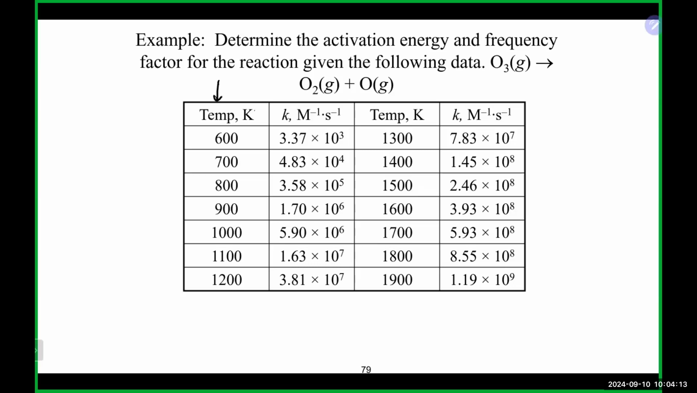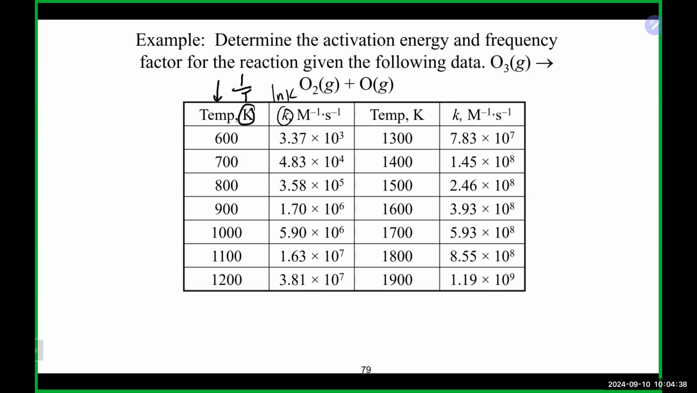And since the temperature happens to be in Kelvin, all you really have to do is take 1 over the temperature value for all of these. Obviously, if the temperature is given to you in Celsius, you have to first convert it to Kelvin and then do 1 over T. Now for the k's, we basically need to just take the natural log of all these k values. You would do a best fit line, an XY scatter type plot.